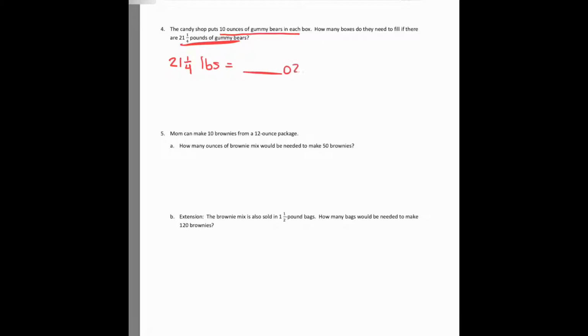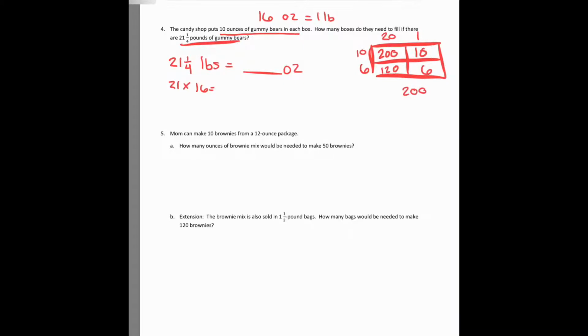This is kind of like what we did on last night's homework. Well, first we know that 16 ounces are in a pound. So I'm going to say 21 times 16 to figure out how many ounces are in those 21 pounds. I'm going to set up an area model over here because it's a 2-digit times 2-digit. 10 times 20 is 200. 10 times 6 is 60. I'm sorry, 6 times 20 is 120, and 6 times 1 is 6.